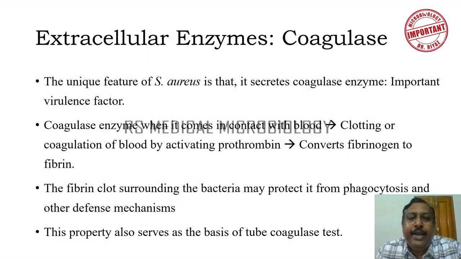Okay, next we'll talk about the extracellular enzymes such as coagulase. The most important thing is it is a very important virulence factor. When it comes in contact with blood, it will activate the prothrombin and give rise to clotting. So this converts the fibrinogen to active fibrin. The fibrin clot around the bacteria will prevent the bacteria from getting phagocytosed by our immune system. And this is also the basis for what we use for lab diagnosis of Staphylococcus aureus, that is your tube coagulase test.